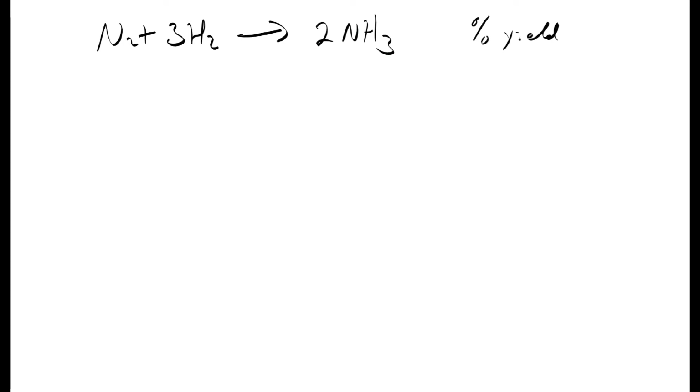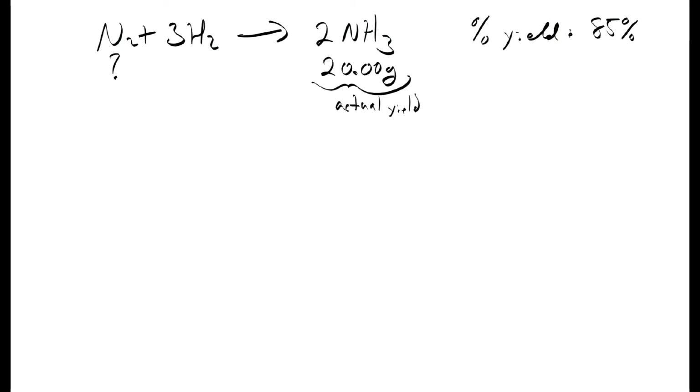Okay, so let's look at a different problem. Let's go back to our ammonia problem. N2 plus 3H2 yields 2NH3. Let's pretend that this has a percent yield of 85%. Okay, if you need to make 20 grams of ammonia, how much nitrogen are you going to need? This one might look kind of challenging, but it's not. This right here is our actual yield. The 20 grams is what we want to get out.